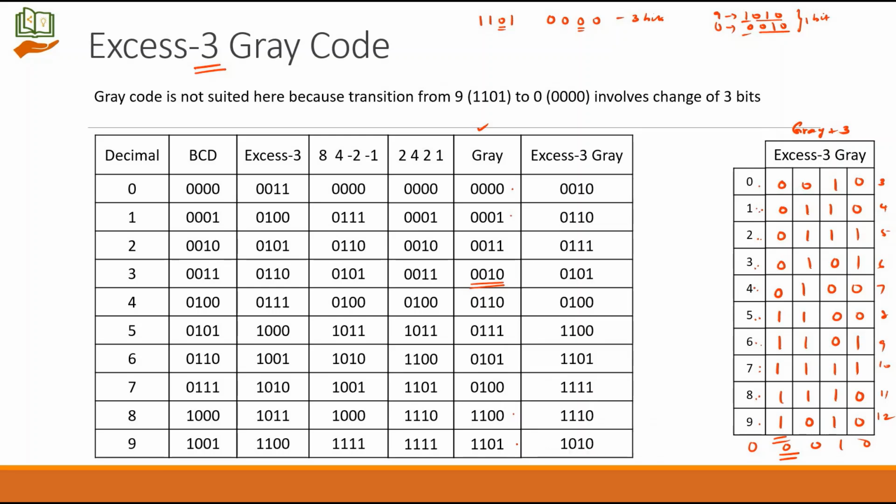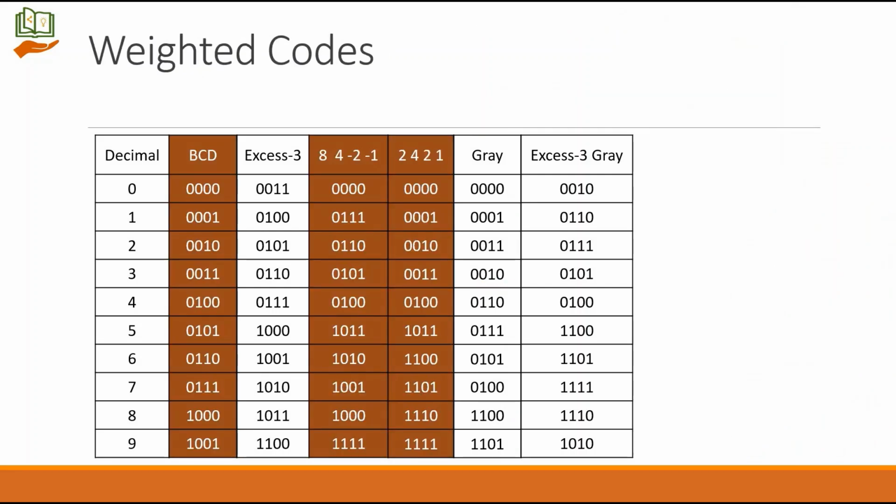So these are the different types of codes. From this we will take a learning here. There are three weighted codes that are discussed: the BCD code, which is the 8421 code, the 84 minus 2 minus 1 code, and the 2421 code. All these three codes are called weighted codes because we are multiplying the binary digit with weights and summing them to get the decimal number.